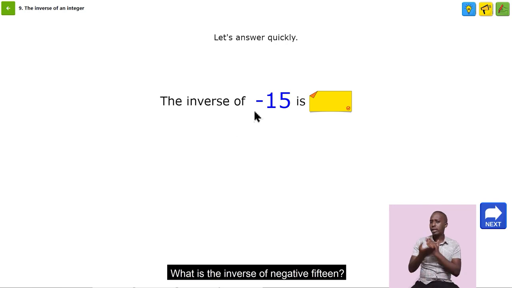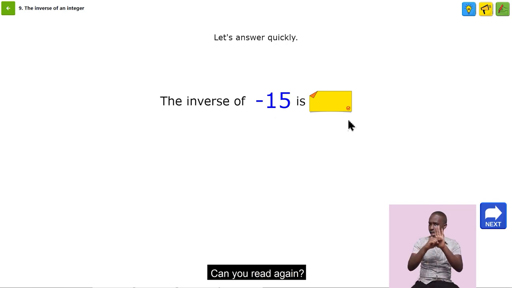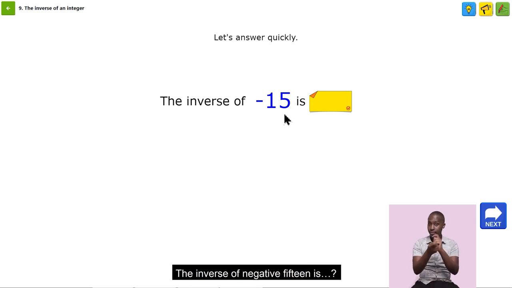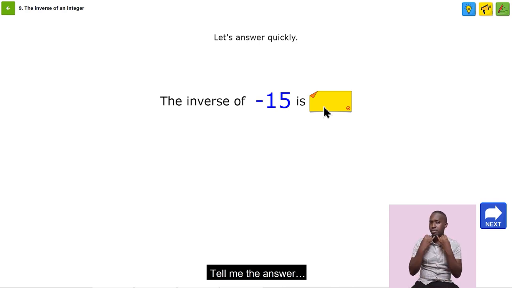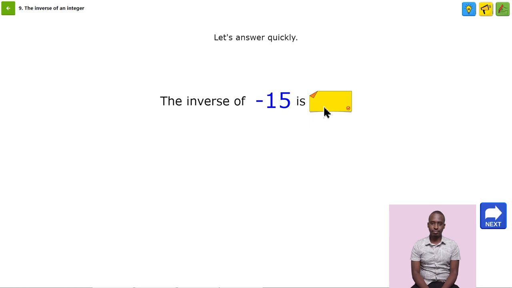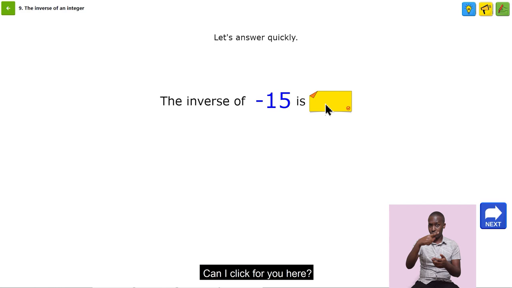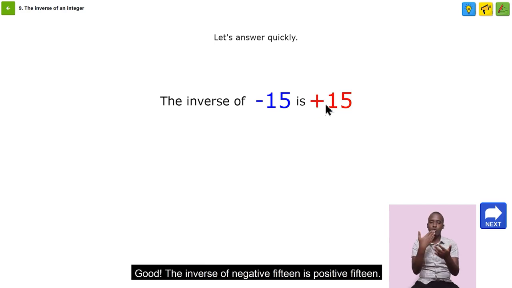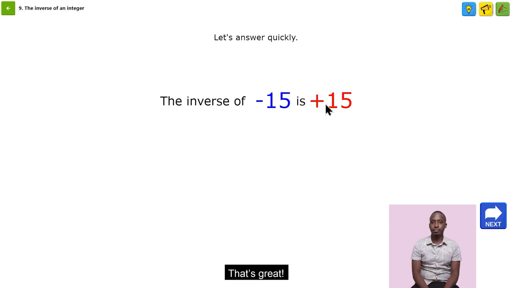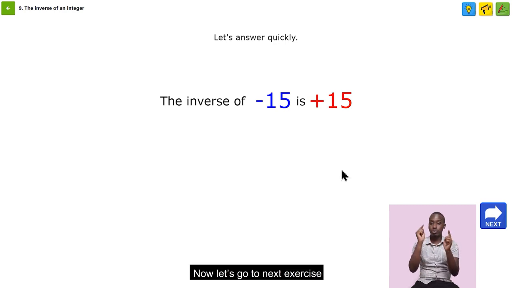What is the inverse of negative 15? Can you read again? The inverse of negative 15 is? Tell me the answer. Wow, let's check if your answer is correct. Can I click for you here? Good, the inverse of negative 15 is positive 15. That's great. Now let's go to next exercise.